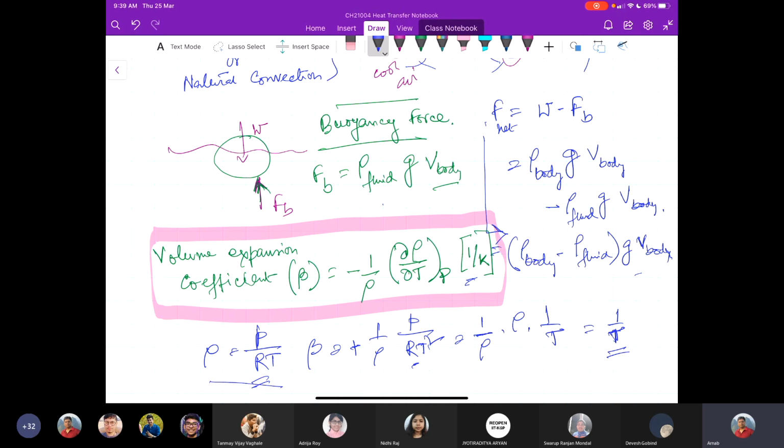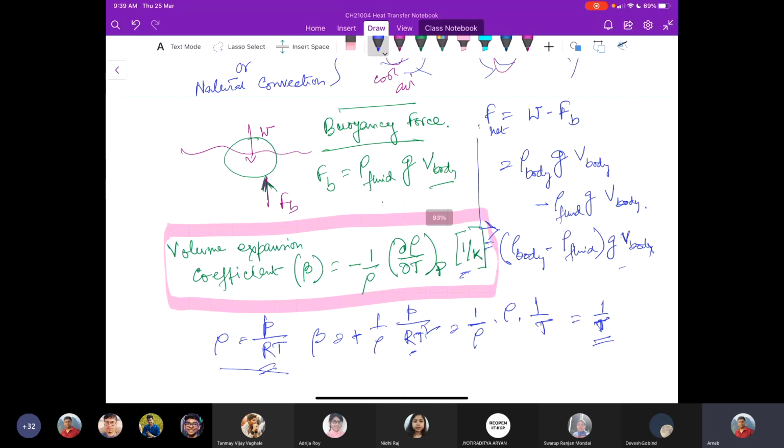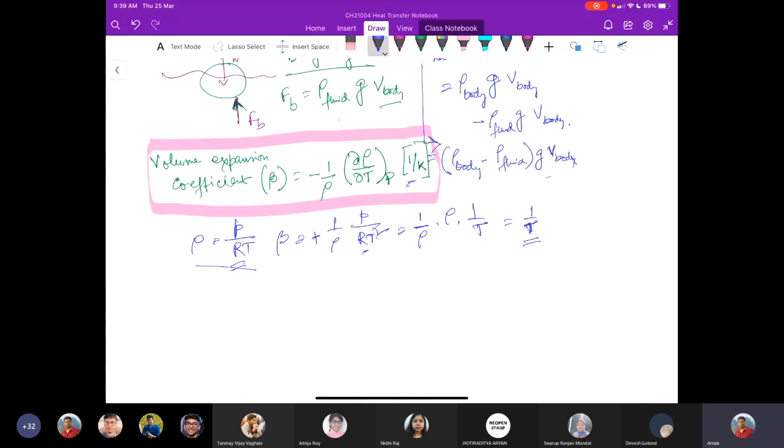Because you are using P by RT for the ideal gas scenario. So for ideal gas, if the temperature is known, you can quickly calculate the value of beta. Otherwise, a table or some reference would be given in order to know the value of beta.